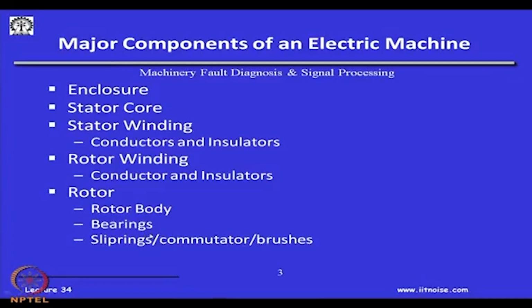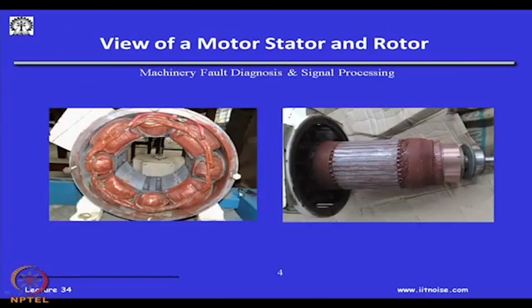To give supply to the rotor, we have either the brushes, slip rings or commutators. So, failure in any of these will eventually lead to the failure of the motor. Even a failure of a motor bearing is very, very important to consider. With this, let me give you a pictorial view of a motor we just opened up in the lab so that you all are able to see.